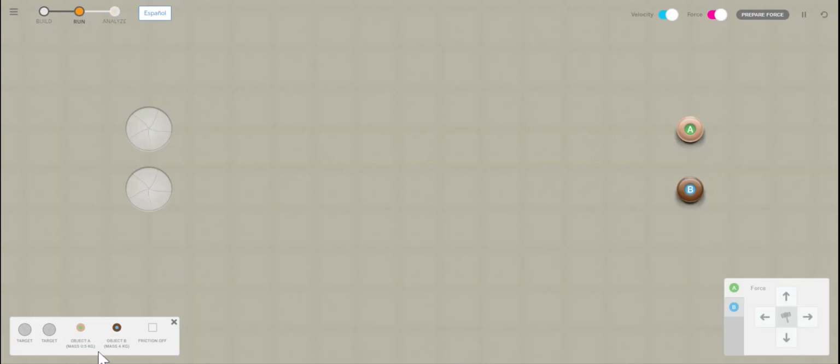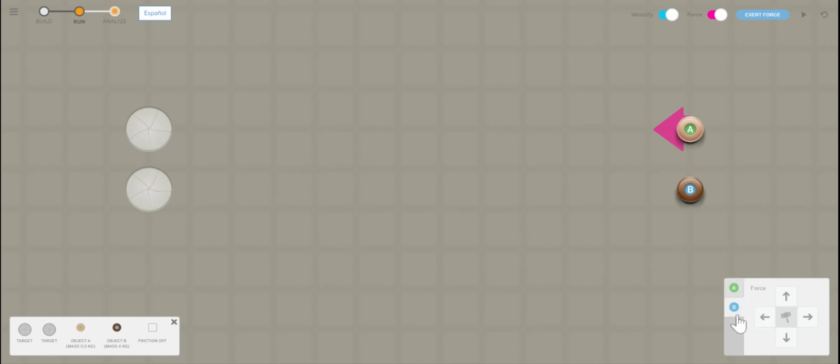In mission number 3, object A is 1/2 and object B is 4. So if we have object A going to the left with 10, object B is going to need to go 8 times that because 4 divided by 1/2 is 8.